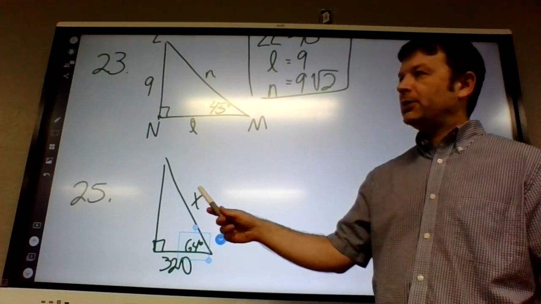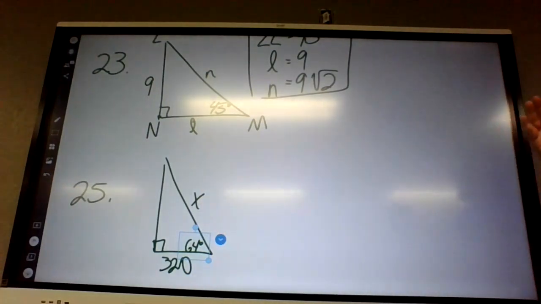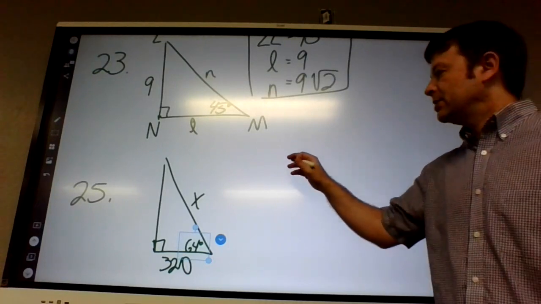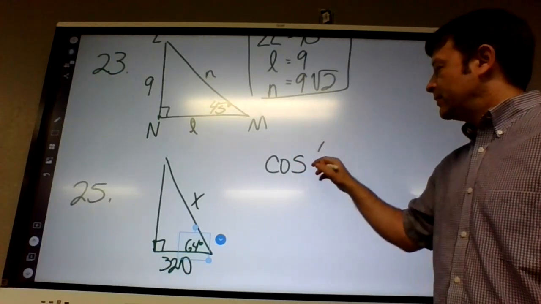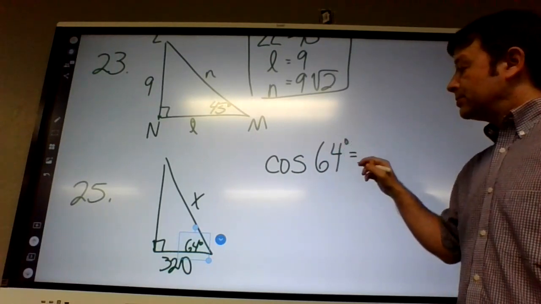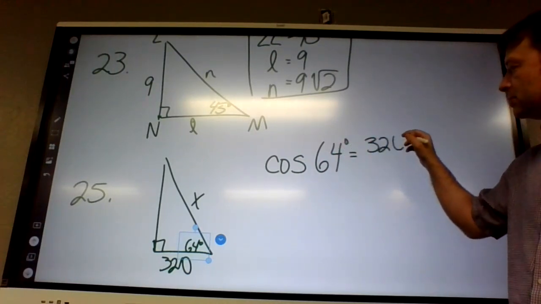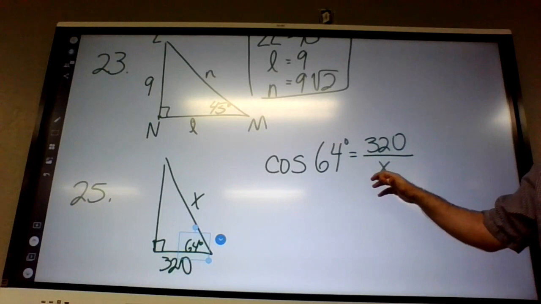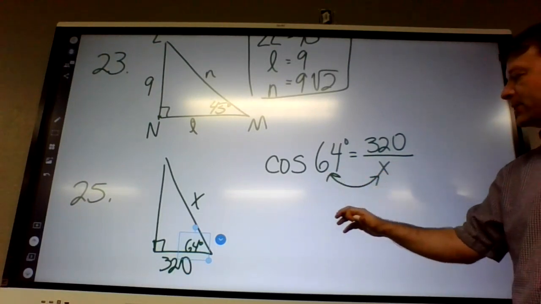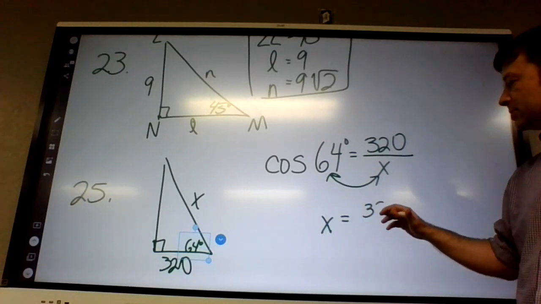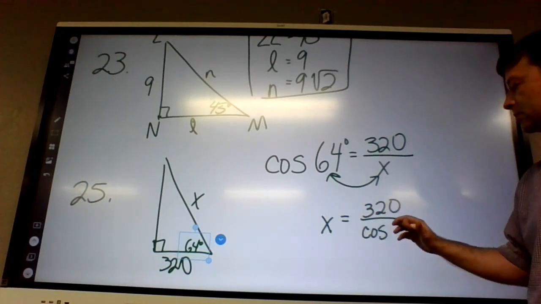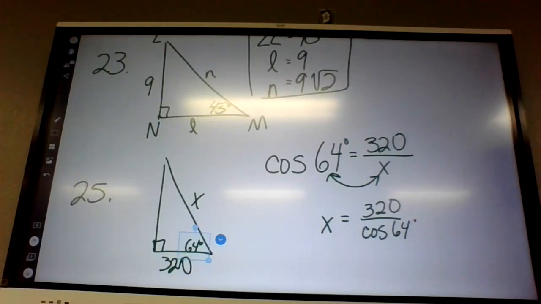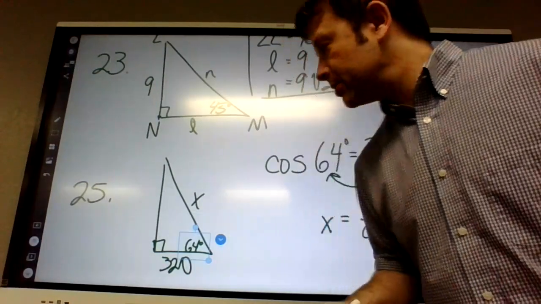X is the hypotenuse. Which trig function uses adjacent and hypotenuse? Cosine. So it's cosine of the angle equals adjacent over hypotenuse. If x is on the bottom, what happens? We multiply by x to move it up. We divide by cosine of 64, move it down. And we're rounding to the ones place. 730. This is meters.